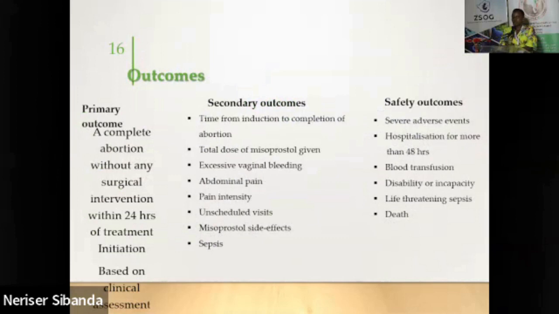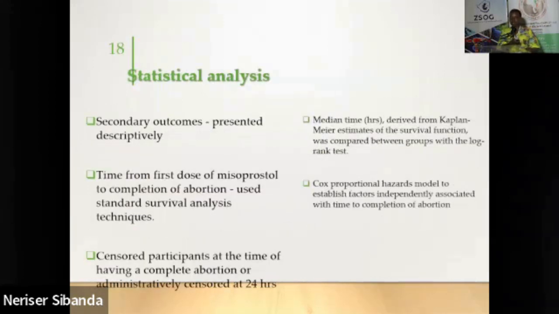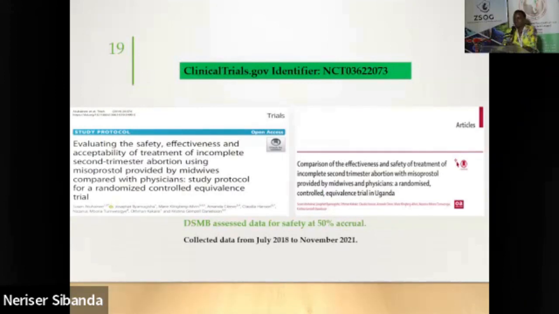Okay, so our primary outcome was a complete abortion without any surgical interventions within 24 hours of treatment initiation, and this was based on clinical assessment. We had a number of secondary and safety outcomes as well; I'll skip that in the interest of time. The trial was registered, which is good practice. We had the study protocol published, and the main manuscript was recently published in the Lancet Global Health last month.